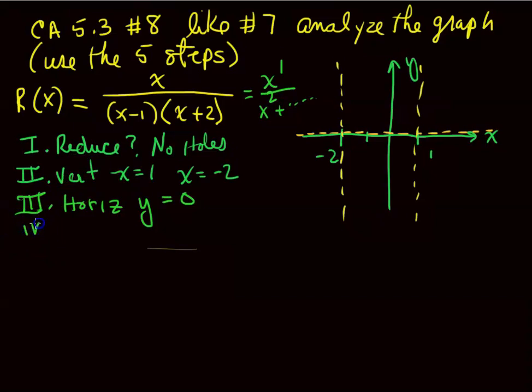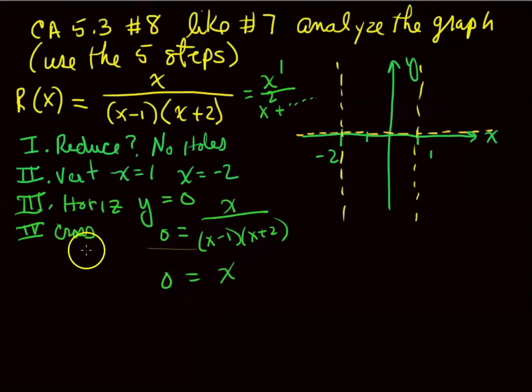Okay, step 4. Now it will never cross the vertical asymptotes, but it could cross the horizontal one. So you set 0 equal to x over x minus 1 times x plus 2. Multiply both sides by that x minus 1, x plus 2. You still get 0, but they cancel on the right side and you just get x. So hold it, x equals 0. So the answer is yes, at x equals 0. So it crosses at 0. It crosses the horizontal asymptote at 0.